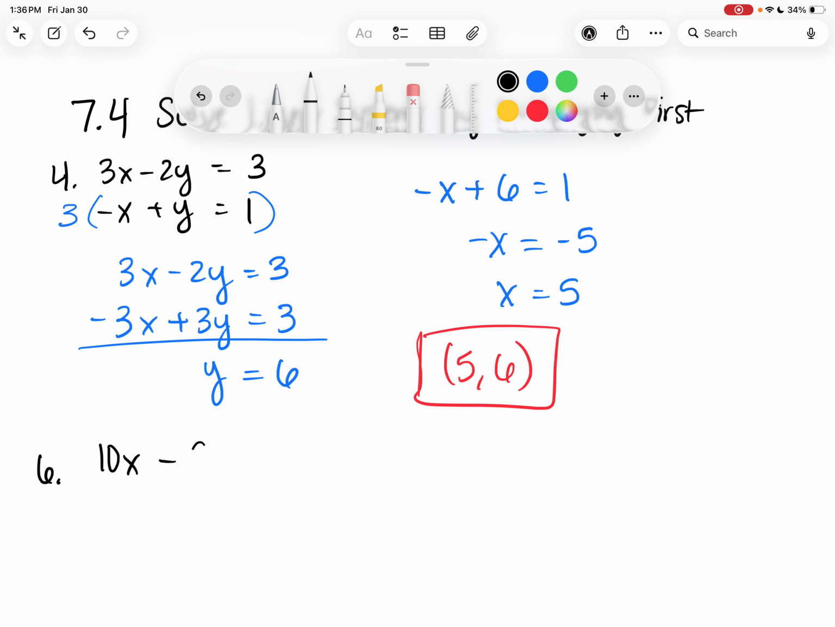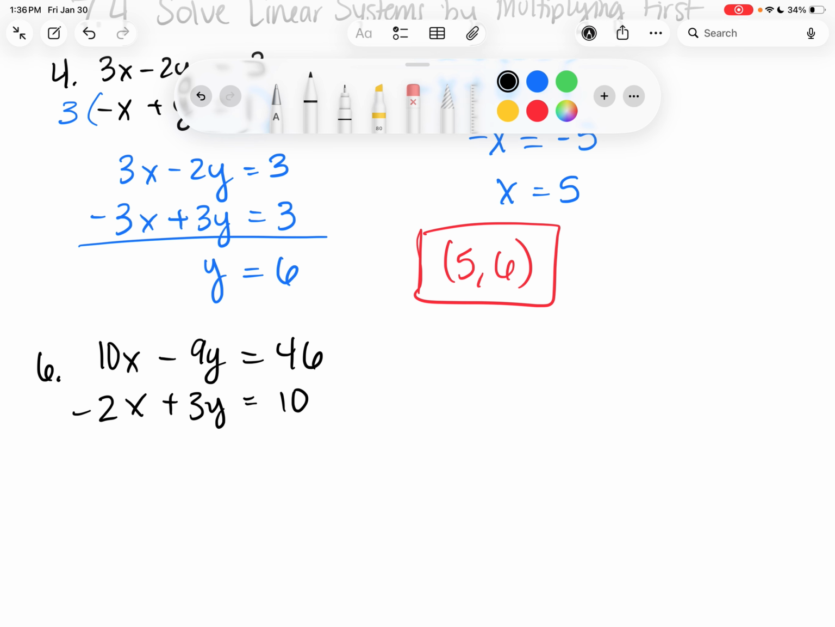10x minus 9y equals 46. Negative 2x plus 3y equals 10. So do I have anything with the same number opposite sign? No. Wait, no. Nope. So I'm going to look then and I'm going to say, well, do I have anything with opposite signs already? Both of them are. So do y'all want to do x or y?